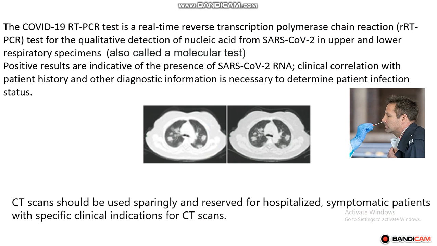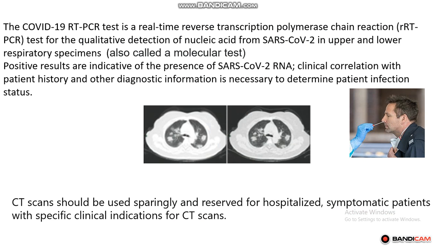And as I told, RT-PCR is also called the molecular test. If the result is positive, that means there is a presence of SARS-CoV-2. Clinical correlation with patient history and other diagnostic information is necessary to determine the patient's infection status. If the patient has a past history of any other systemic illnesses, then the severity of the illness is greater.